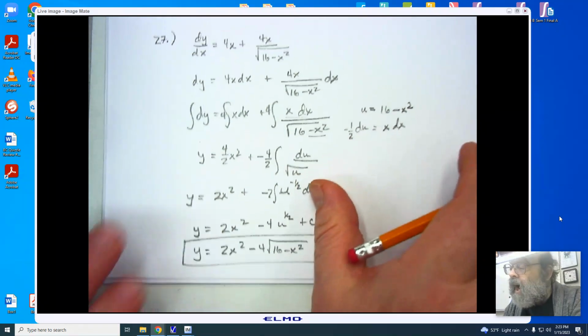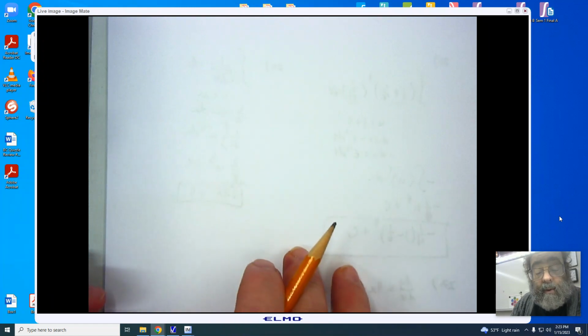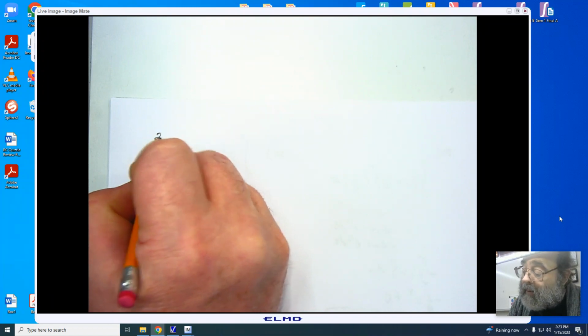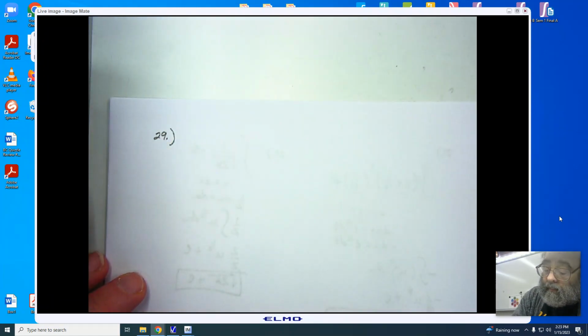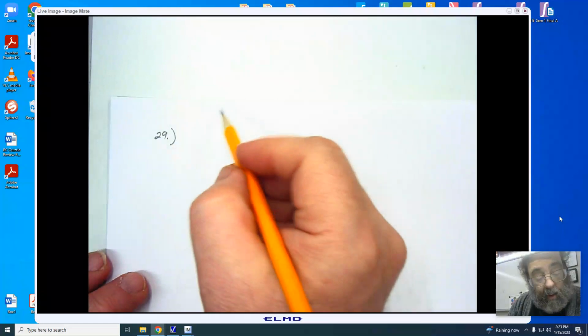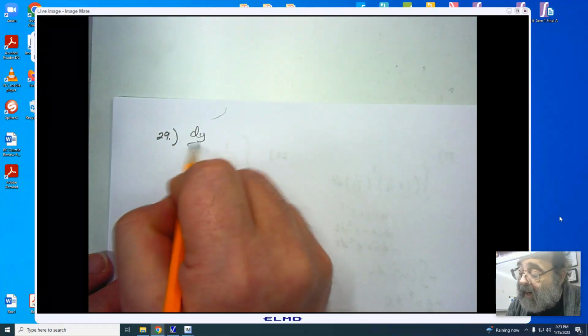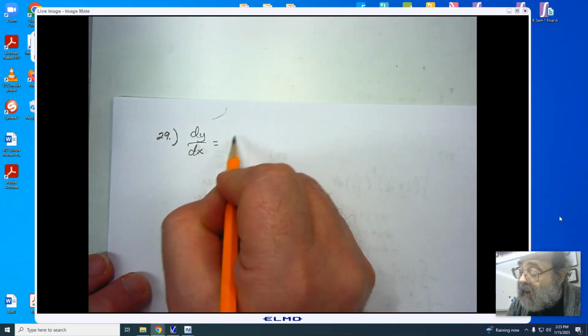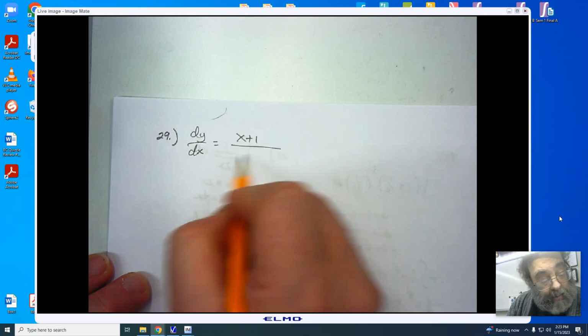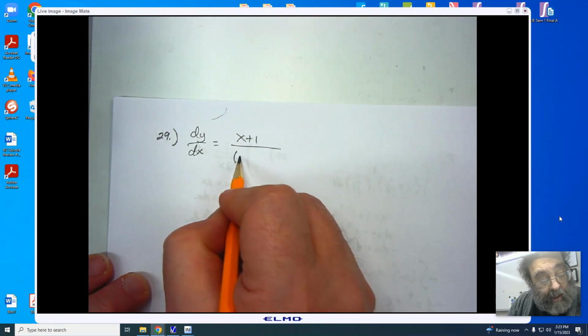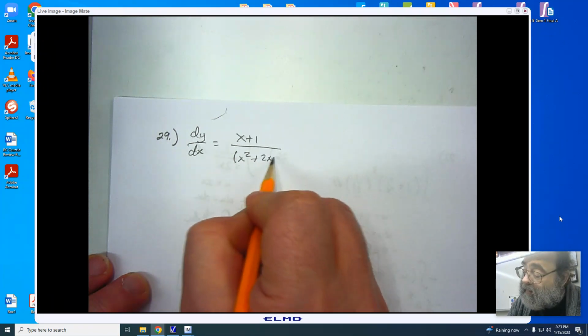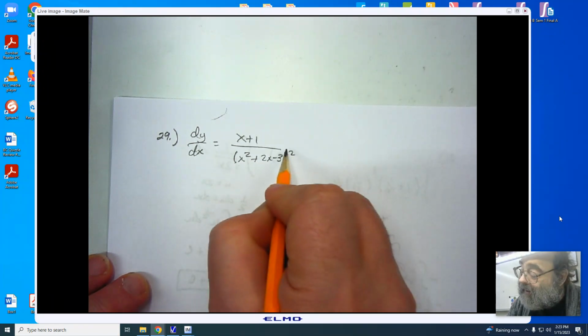Okay, we're going to go to number 29 next. As we cruise through our problems, we are skipping the differential slope fields, number 31 and 32. We'll be taking a look at those later. So we're looking at number 29. I have my dy dx, and it equals x plus 1, and in the denominator, I have this x squared plus 2x minus 3 squared.